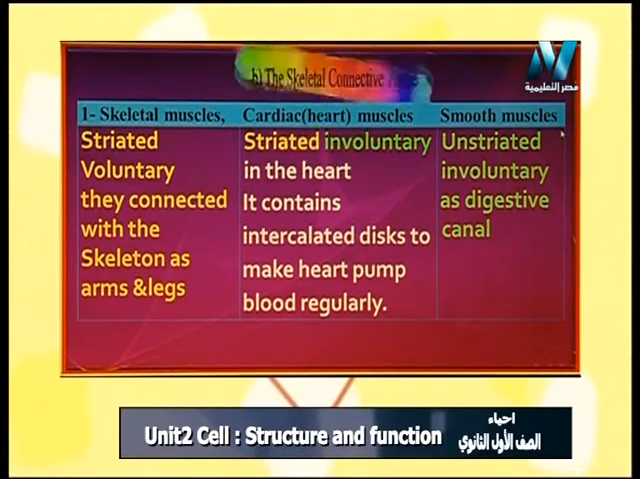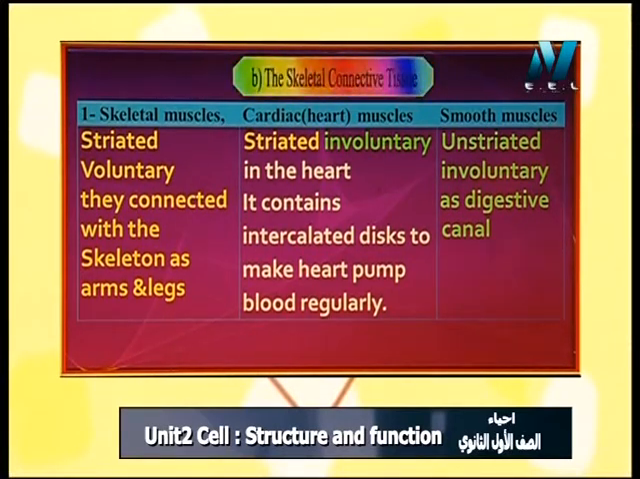نشوف comparison كده بين ال three types of epithelial tissue. The first is the skeletal muscular tissue. The second is the cardiac. The third is the smooth muscles. Skeletal muscles, they are striated, voluntary, and they connected with the skeleton at the arms and legs. But the cardiac muscles are striated, involuntary, as in the heart, it containing intercalated discs to make heart pump blood regularly. But the smooth muscles are unstriated, involuntary, as the digestive canal.